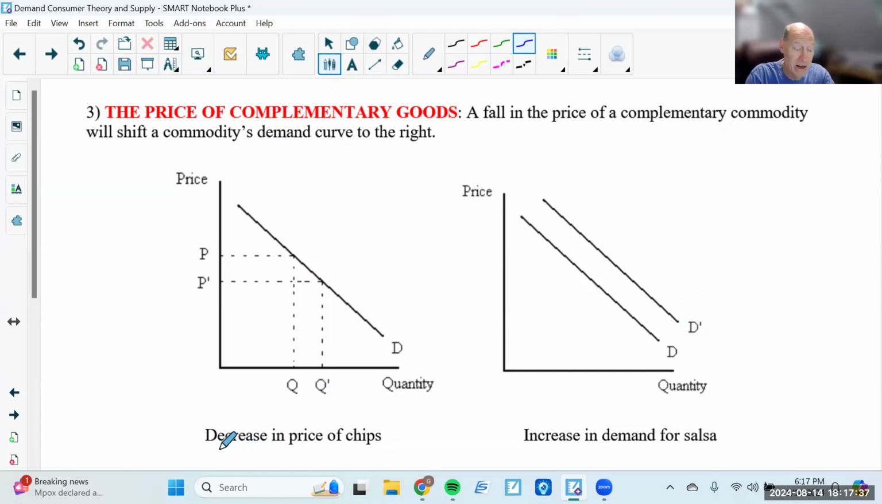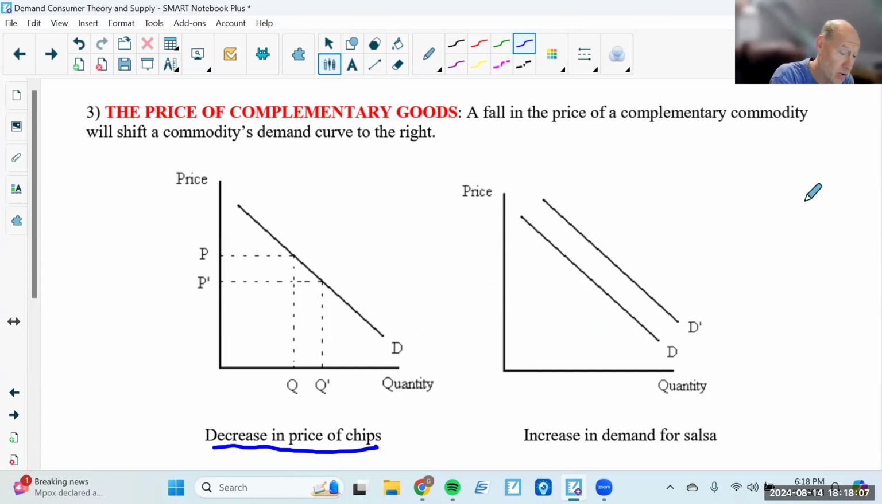So what I did here is I showed a decrease in the price of chips. Notice, this is a got-you. Students miss these questions all the time. When the price of chips changed, the demand for chips did not change. The demand curve didn't shift. What changed was quantity demanded. Anytime the price of a product changes, it changes the quantity demanded of that product.